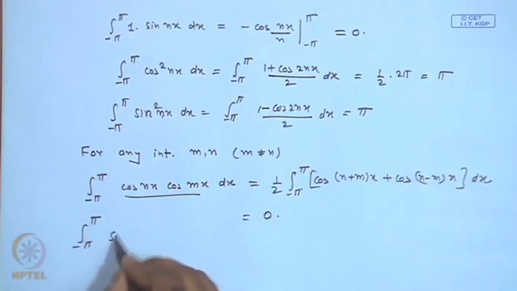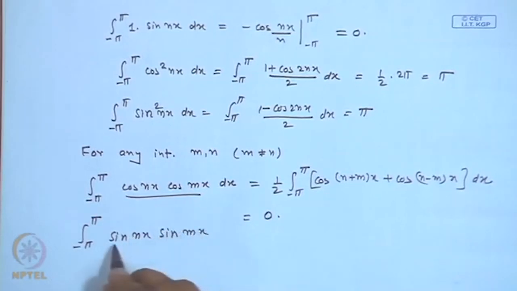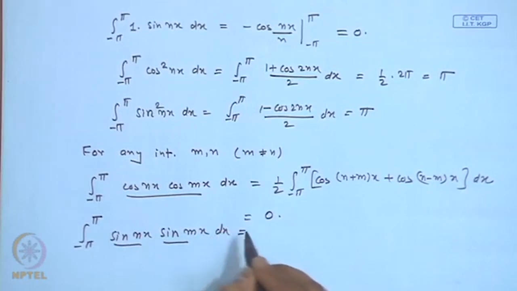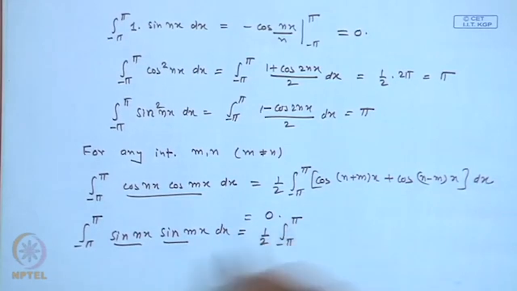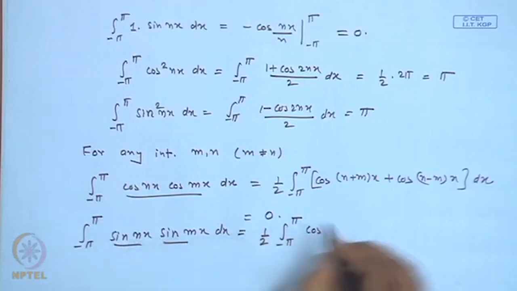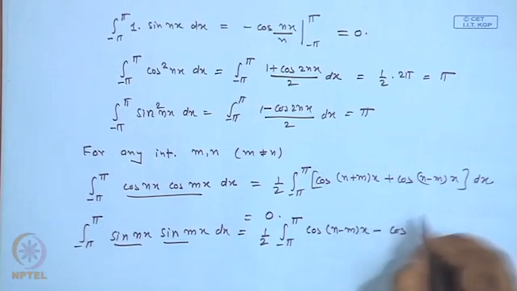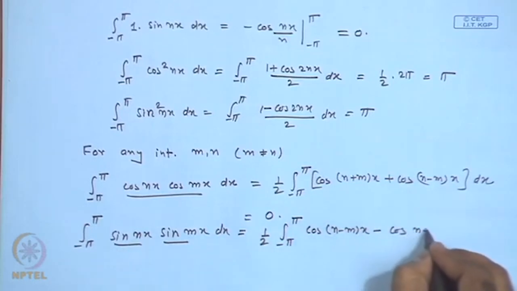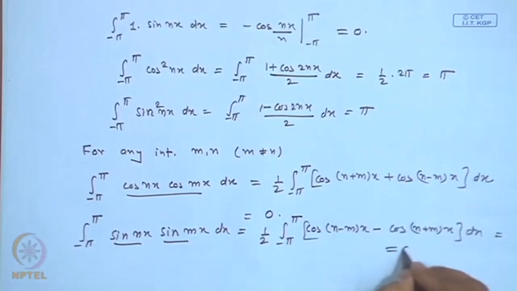And similarly, if we take sin n x and sin m x, the product of these two functions, we can again see that this will also be 0. So, 2 times this will be cos (n minus m) x minus cos of the sum, that is (n plus m) x, dx, and for the same reason this is also equal to 0.